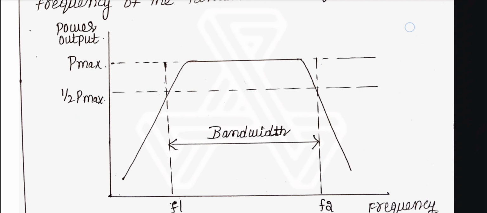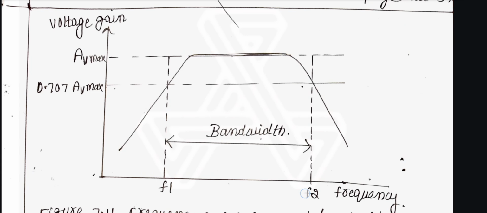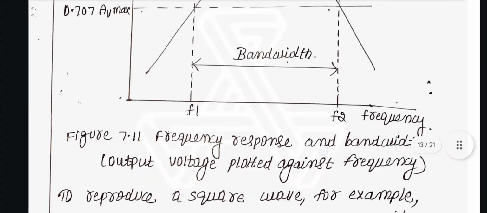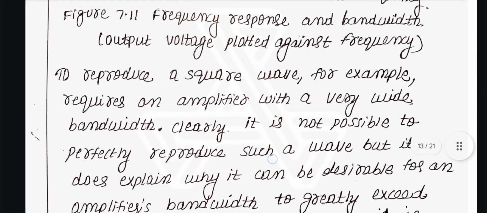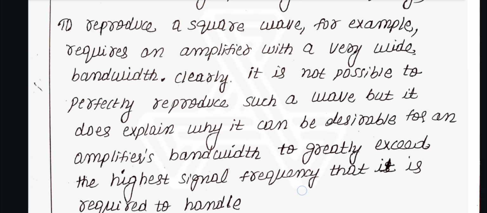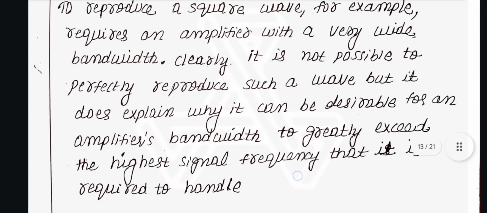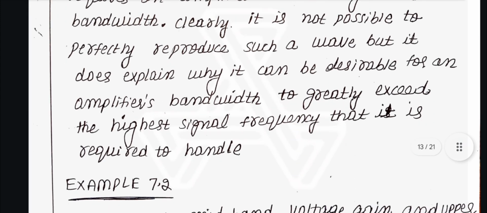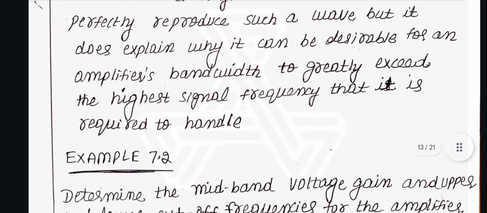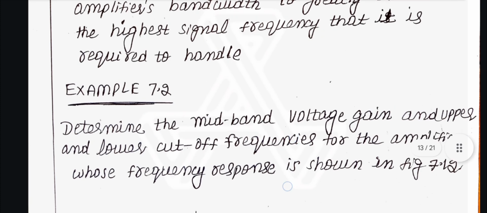Bandwidth: F1, F2, half Pmax, Pmax. Voltage gain AV max, F1, F2, frequency 0.707 AV max. To reproduce a square wave, for example, requires an amplifier with a very wide bandwidth. Clearly, it is not possible to perfectly reproduce such a wave, but it does explain why it can be desirable for an amplifier's bandwidth to greatly exceed the higher signal frequency that it is required to handle.